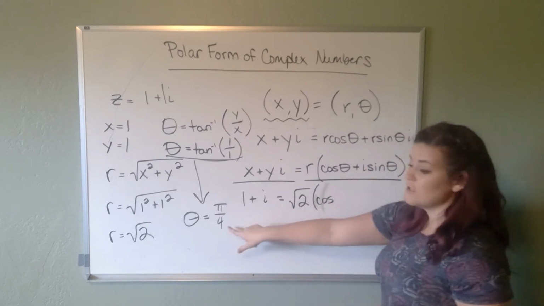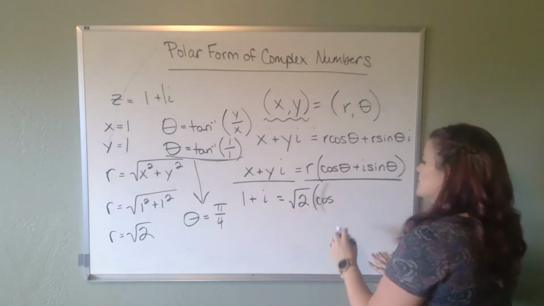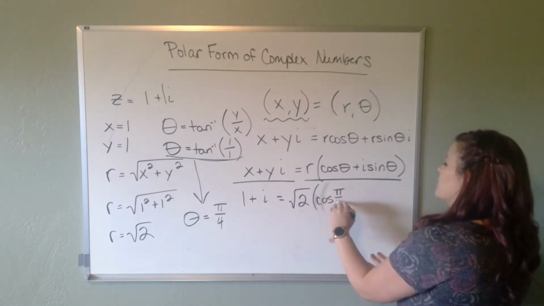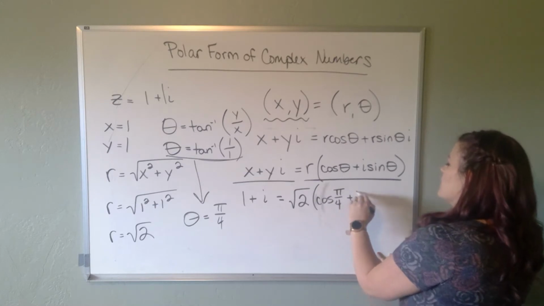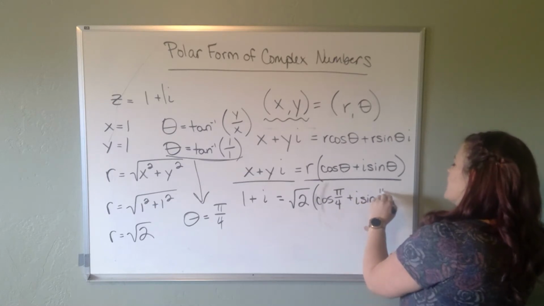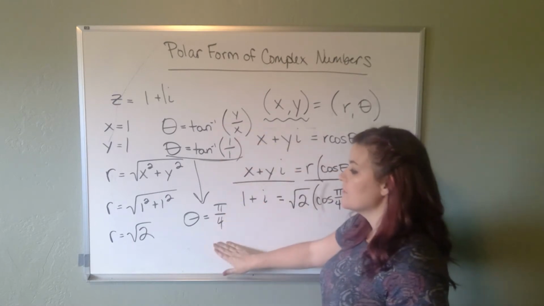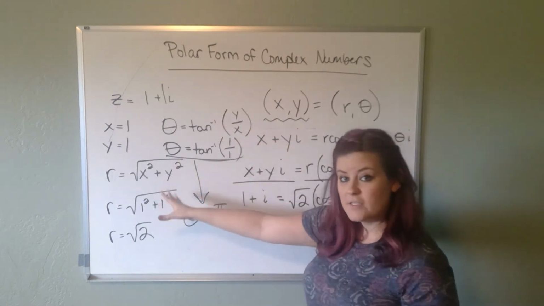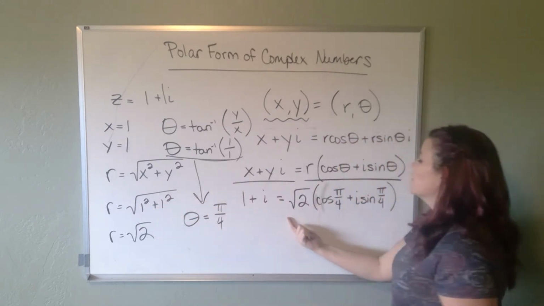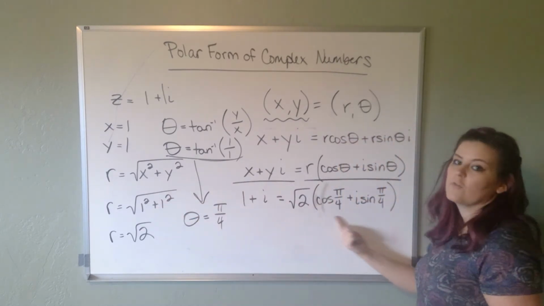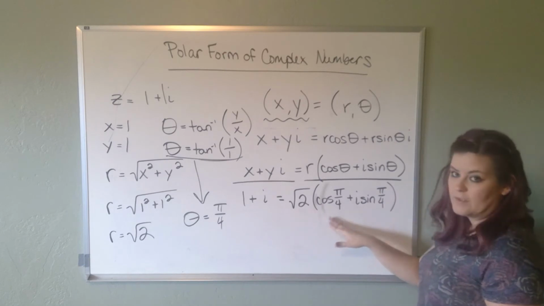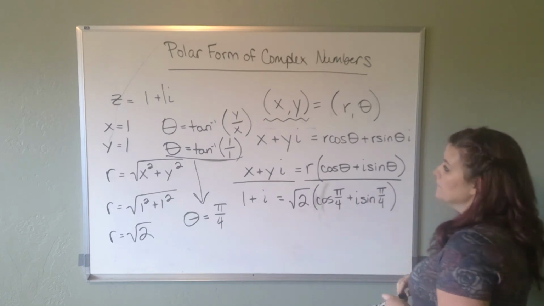This is where the theta you just found goes. So theta is pi over 4. So I'm going to write cosine pi over 4 plus i times the sine of pi over 4. So you find r and theta using x and y just like you did in the last section, but you write it in this form here with the r cosine theta plus i sine theta.